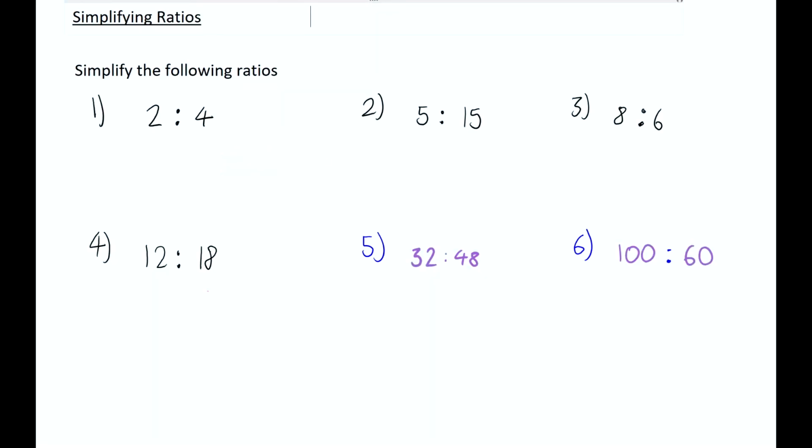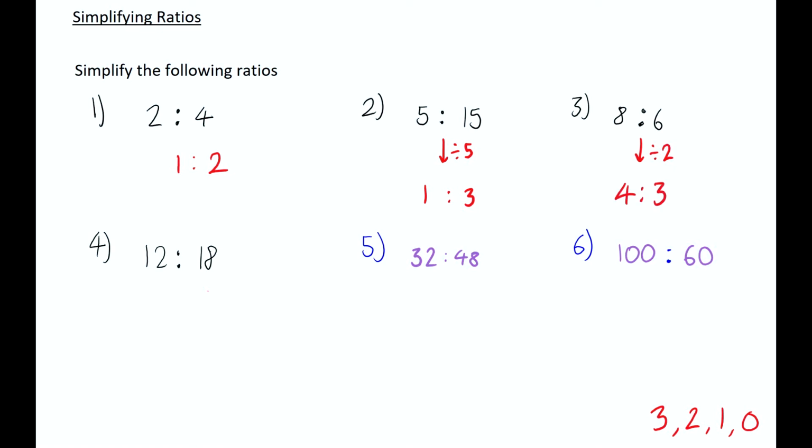Okay, some questions for you to try. I'll give you a few seconds to pause the video and give them a go. And I'll go through the answers to the first 4 now. Okay, question 1, you just simply halve these two numbers. So that's 1 to 2. Question 2, we can't halve them. However, they're both in the 5 times table, which means we can divide both these numbers by 5. So 5 into 5 is 1, and 5 into 15 is 3. Question 3, they're both even, so we can divide them both by 2. Giving the ratio 4 to 3.